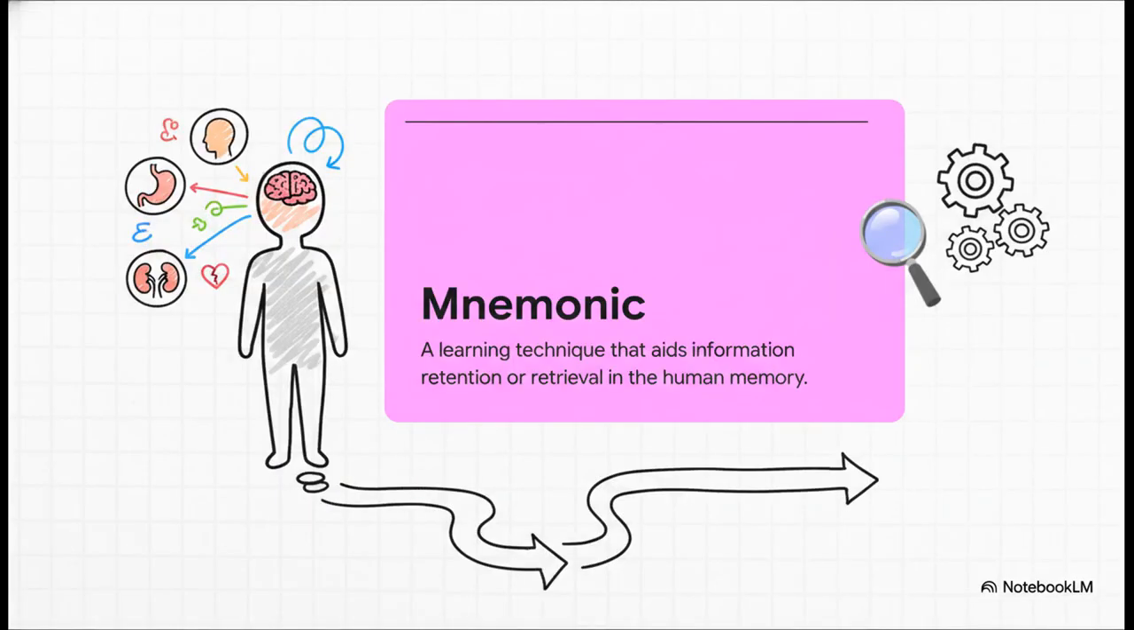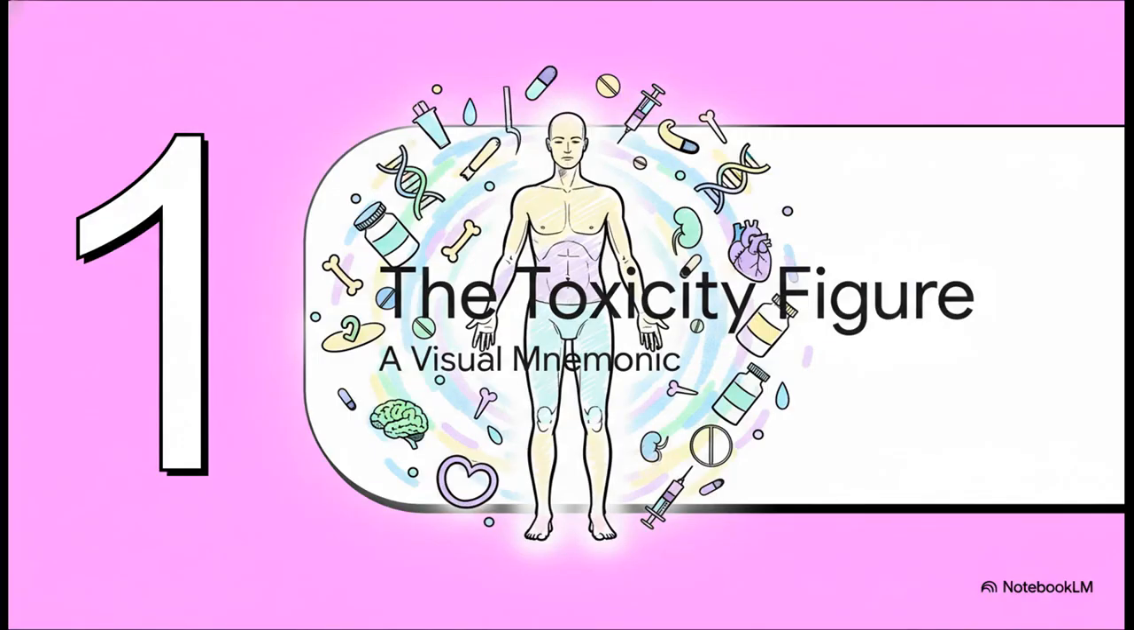Our secret weapon for this is a mnemonic, but not just any mnemonic. We are going to build a visual mnemonic, one that maps all these toxicities onto a simple little figure. The goal here is to make recalling this stuff during a high-pressure exam feel like second nature. All right, let's get to it. We are going to build what a lot of med students call the toxicity figure, or sometimes the chemotox man. It's a really clever combination of a bunch of popular mnemonics that creates one single powerful visual blueprint.